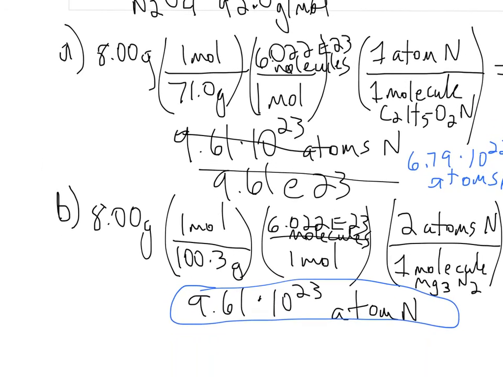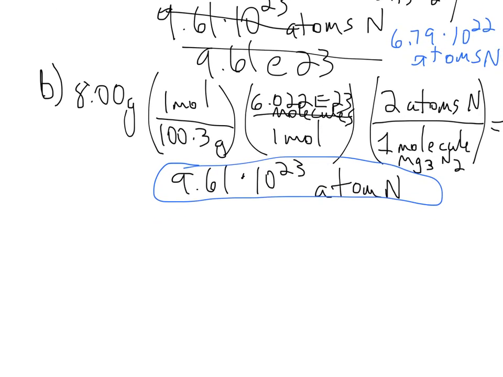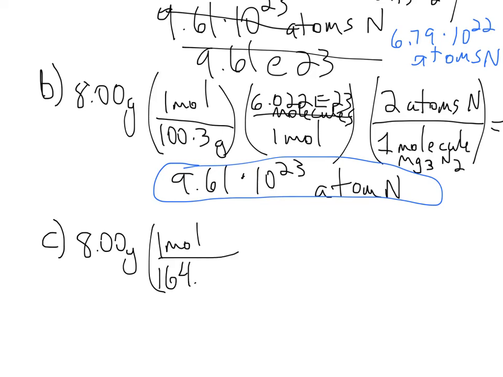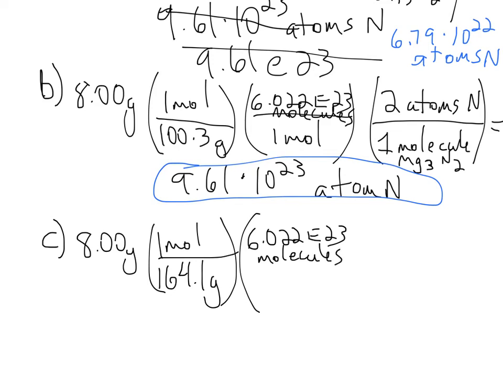Okay, part C, they're asking us about calcium nitrate. We've got 8 grams of it. The molar mass of calcium nitrate is 164.1 grams. And just like the parts A and B, we'll use Avogadro's number to get the number of molecules, or technically you would call it formula units, not a big deal, of calcium nitrate.